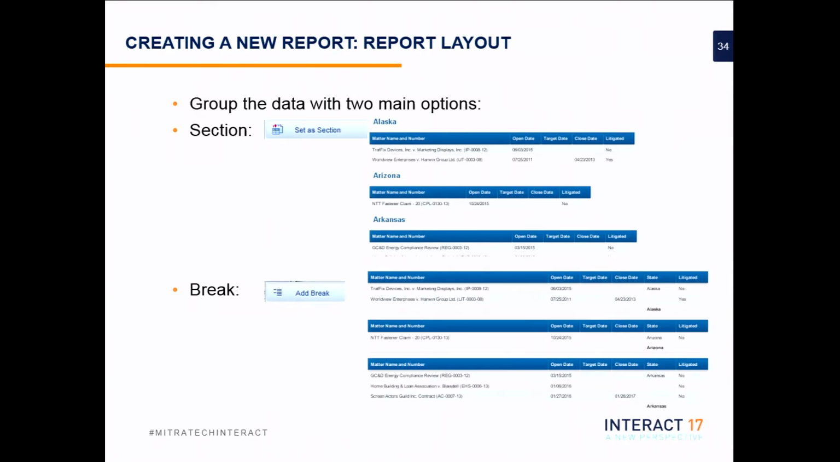There's two main ways to group data in the tool. The first one is a section, looks like this. So you have the section label at the top, and then an instance of the table with all of the, in this case, Alaska matters, Arizona matters, Arkansas matters, etc. The second option is a break. It's pretty similar in that it breaks up the data in the same way, but you don't have that floating cell at the top. Sections impact all of the charts and all the tables on your report. Breaks only impact that one table.